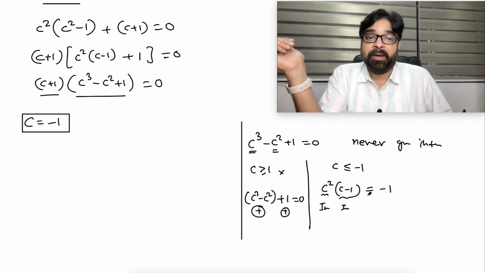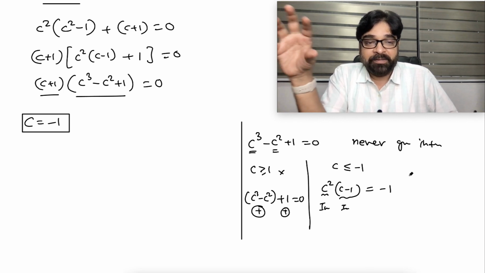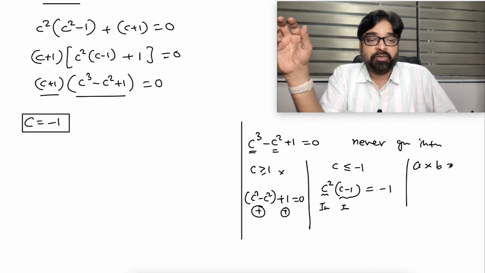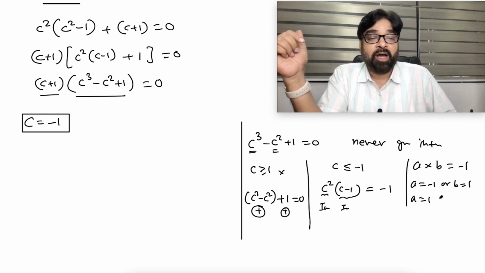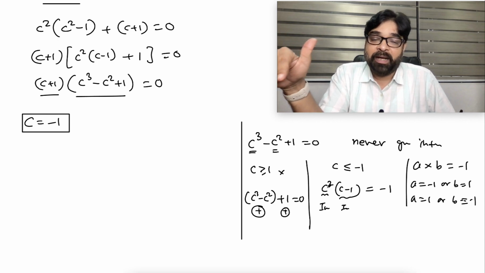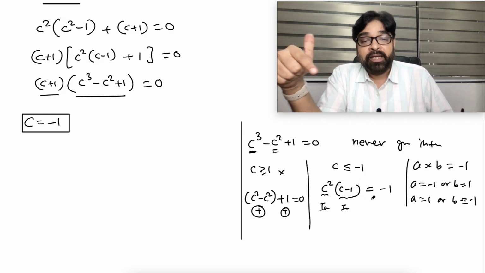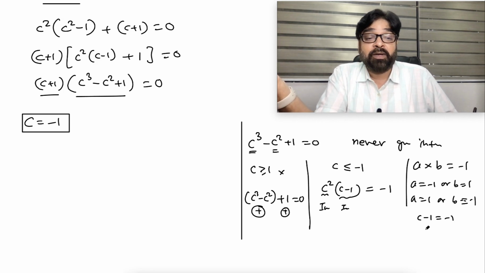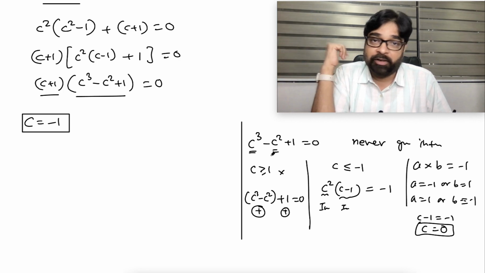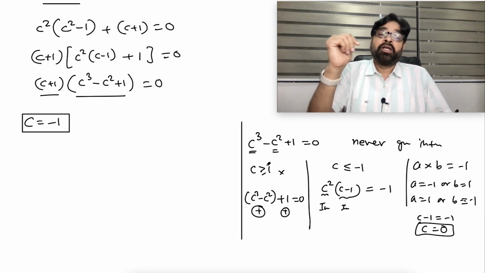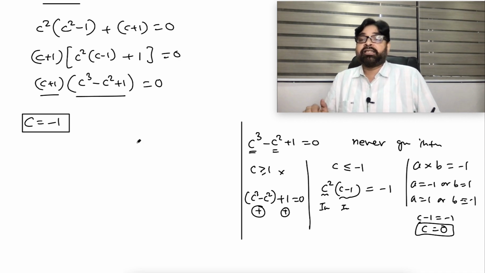Think, if I am saying something a into b equal to minus 1 and a and b are integers, what is the possibility? You will say, sir, a equal to minus 1 and b equal to 1. Other possibility, a equal to 1 and b equal to minus 1. Okay? So c square cannot be minus 1, so c square has to be 1. And c minus 1 has to be minus 1. If c minus 1 equal to minus 1, then c will be 0, which is impossible because we already checked c equal to 0 cannot be used. Are you able to understand? So that is the reason this cannot give an integer.